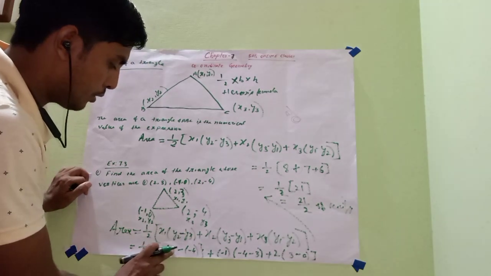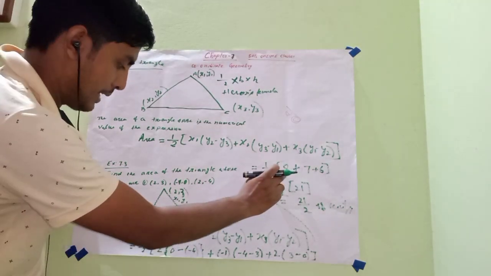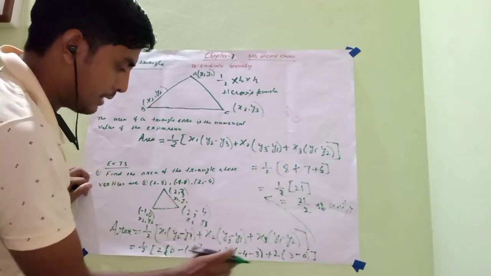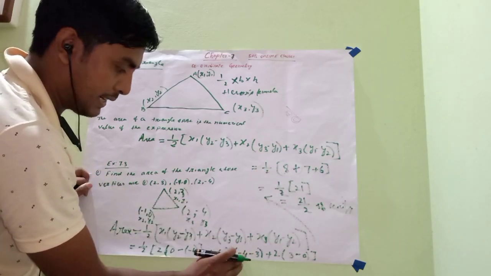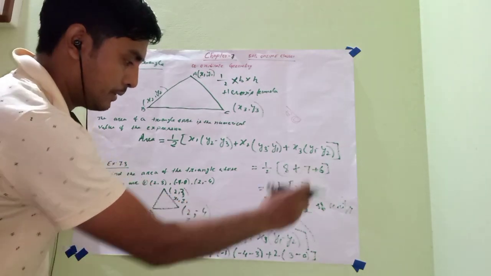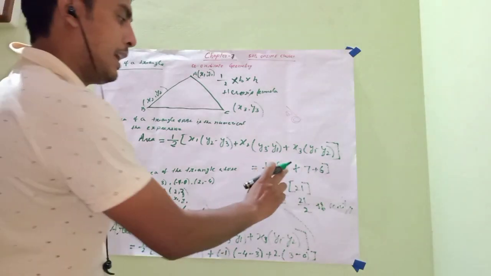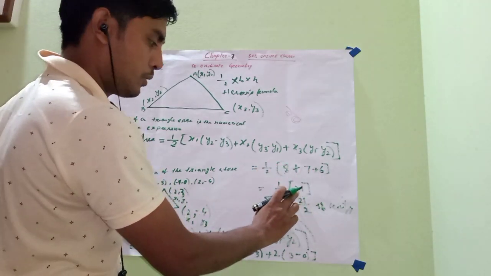Like 2, 0 minus what? Plus 4, means plus 4 into 2, 8. Understood this one? Then minus 1, minus 4, minus 3, minus 7. Minus 7 into minus 1 is plus 7. Then 3 minus 0 is 3, 3 to the 6. Now 8 plus 7 plus 6 is 21.